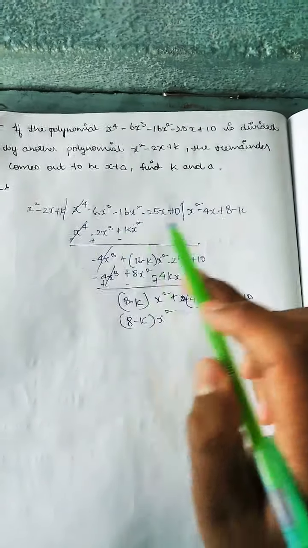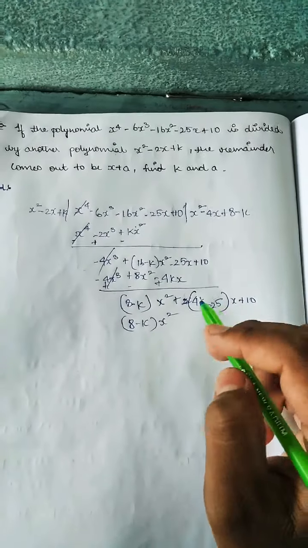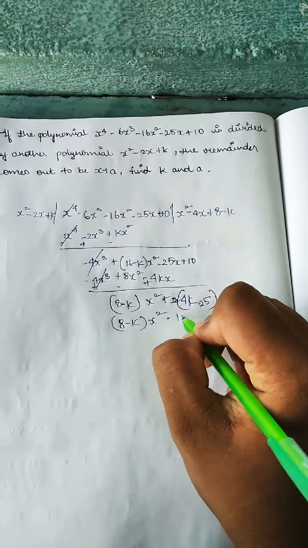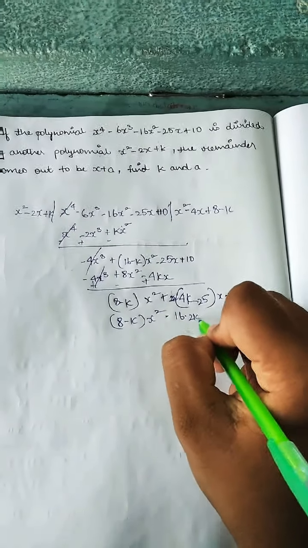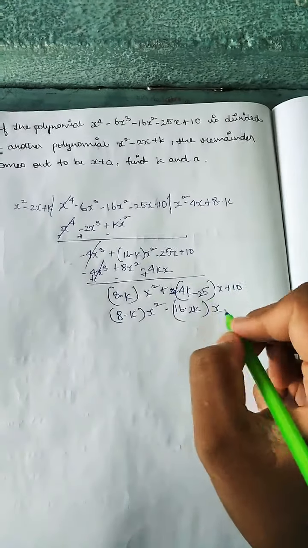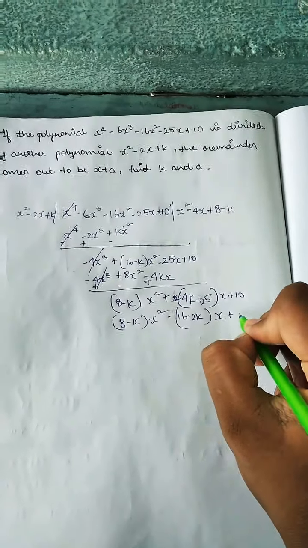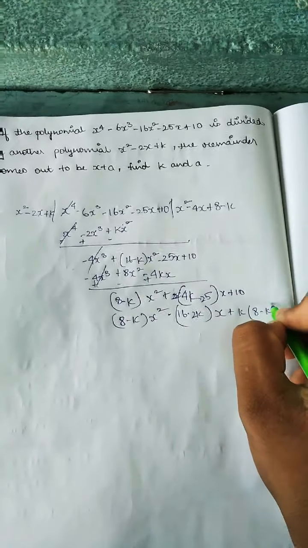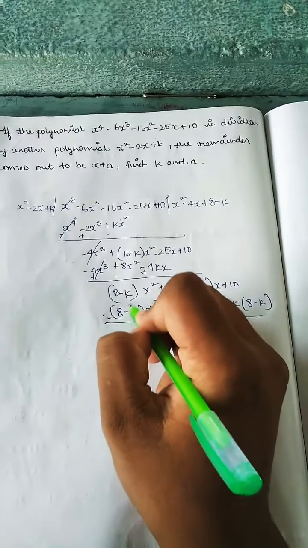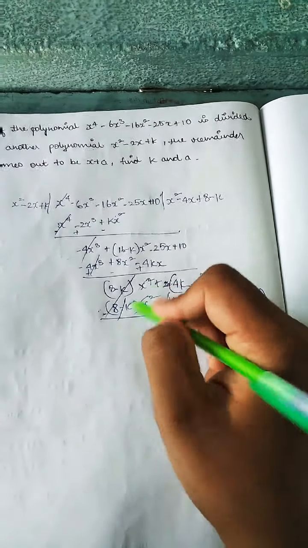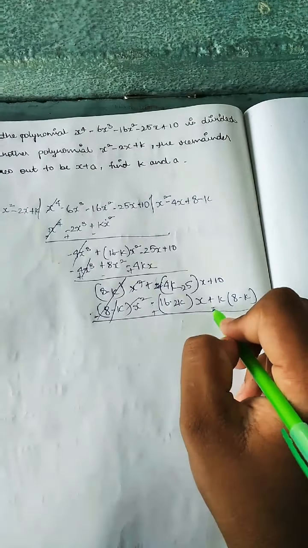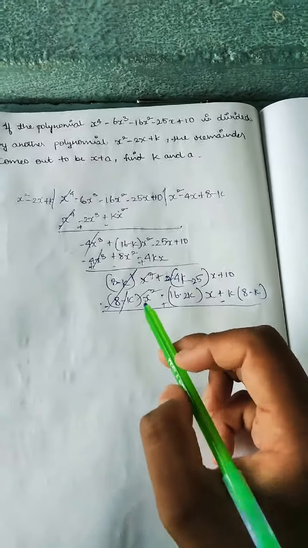So here minus 2x into 8 minus k, we will get minus 16 into 2k of x, and plus k into 8 minus 10 is here plus k of 8 minus k. So we'll get like this. So when we change the symbol, this changes to minus, so this both gets cancelled, and here minus changes to plus, and here also plus changes to minus. So now we'll simplify this.